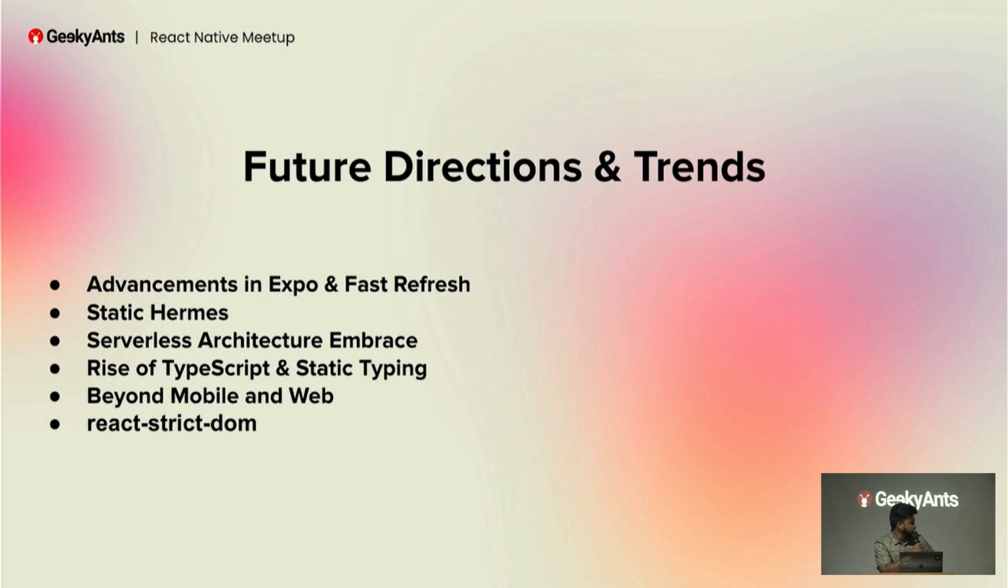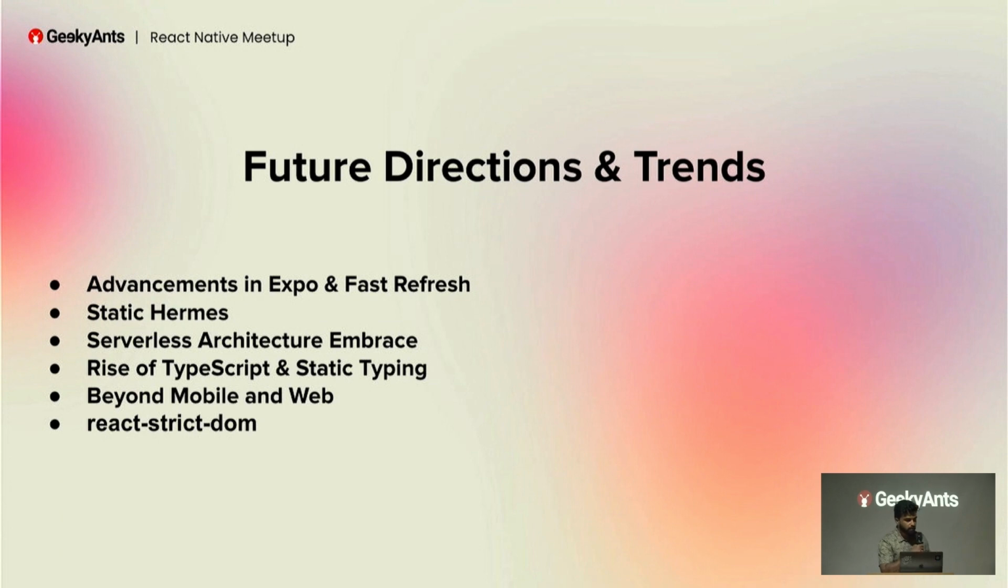Again, serverless architecture embrace. Expo has been building a lot of ecosystem around React Native, right? They have also released Expo Router. With Expo Router version 3, they released API routes. With API routes, serverless architecture is also something that we'll be able to do now. So that is a possibility now.